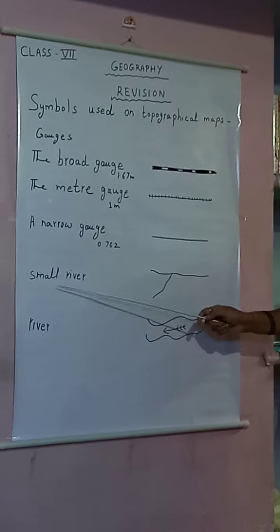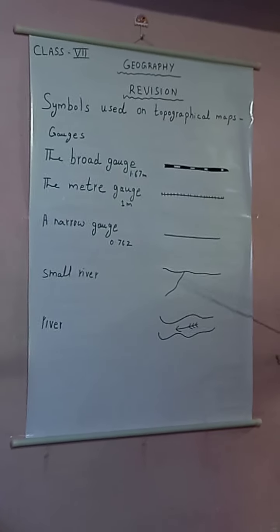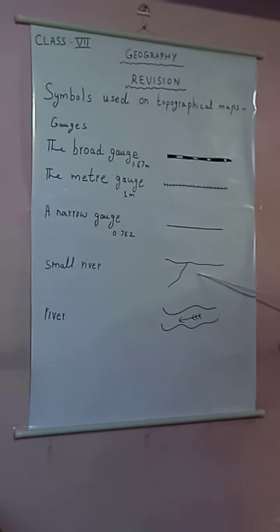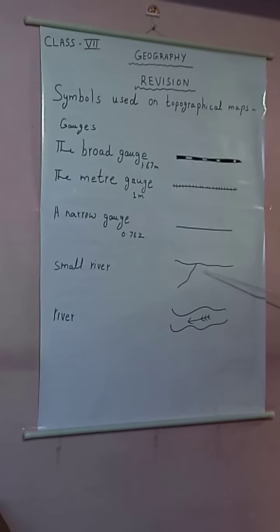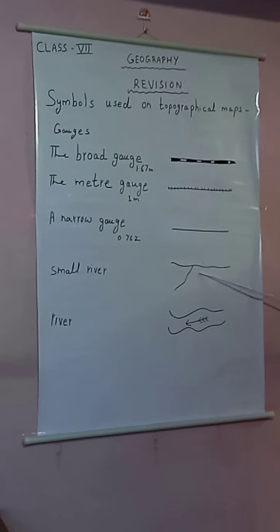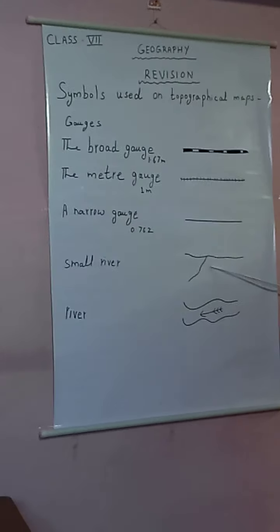Next symbol is a small river. This is a symbol of a small river and it is shown in the map in blue color. This symbol denotes a small river.